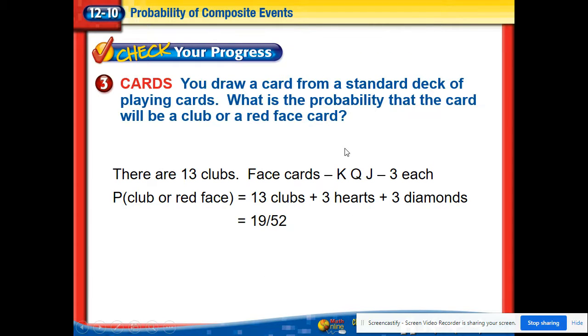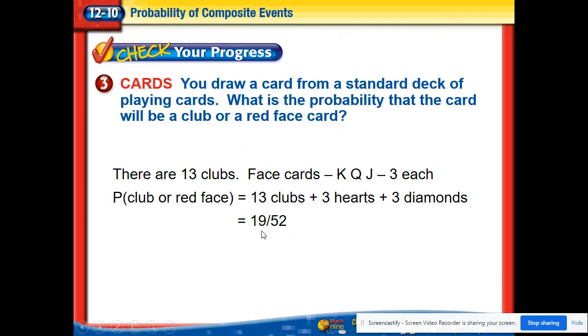Let's try another one. Drawing again from a deck of cards, what's the probability it will be a club or a red face card? So there are 13 clubs. And how many face cards? We have a king, queen, and jack of each, so 3 of each. So 13 clubs, 3 hearts, and 3 diamonds. Adding those all together, we get 19 out of the 52.